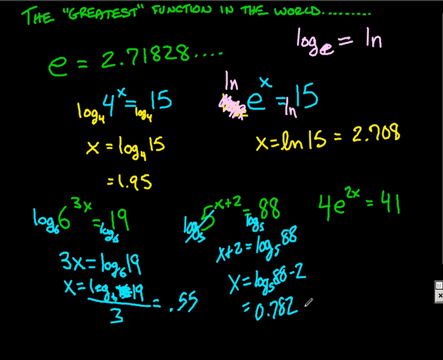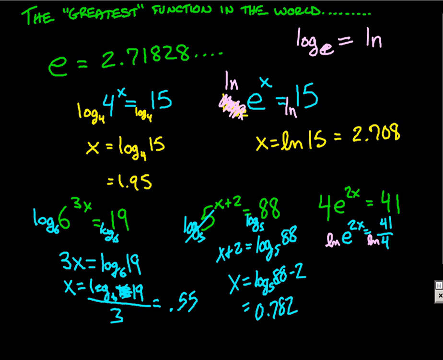Alright, the last one. In this last one, the first thing you need to look at is the fact that the exponential is not by itself. We are multiplying by 4 first. So the first thing you need to do is divide both sides by 4. That gives me e to the 2x equals 41 divided by 4. I'll just leave it as that fraction, 41 over 4. Now I can take a log of both sides. Well, the base is e, so I need to take a natural log of both sides.